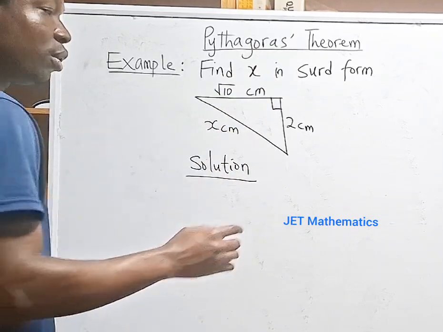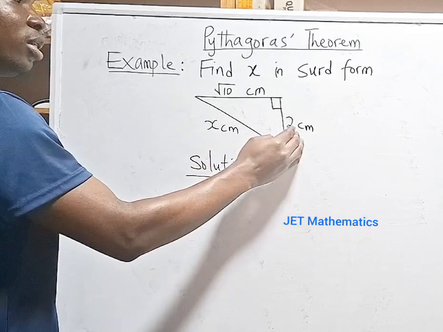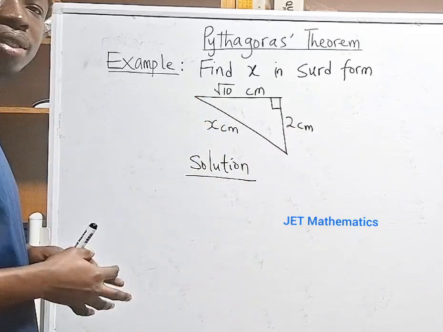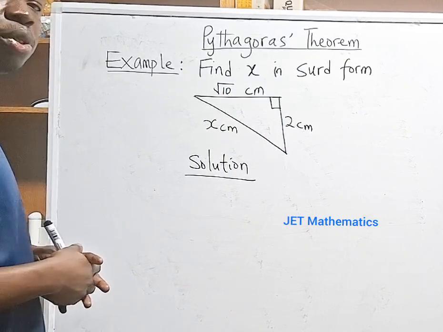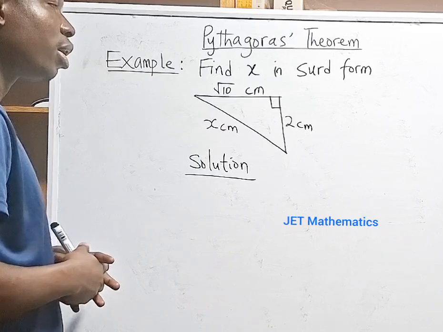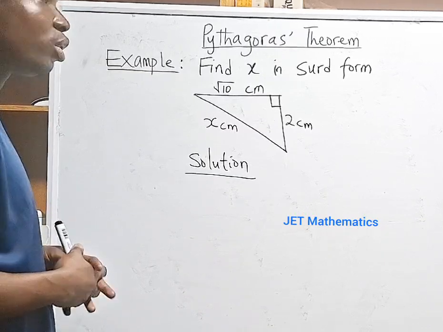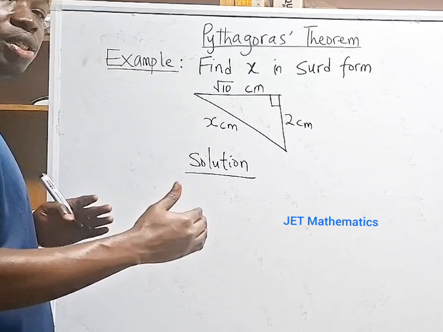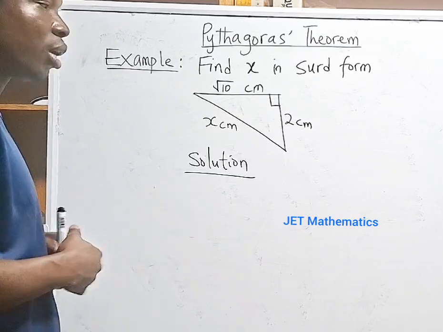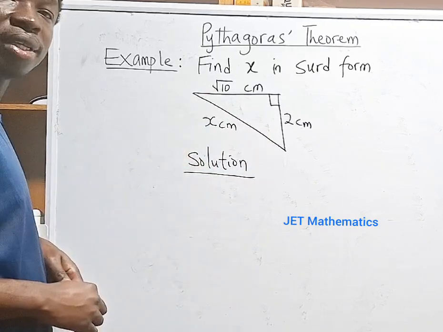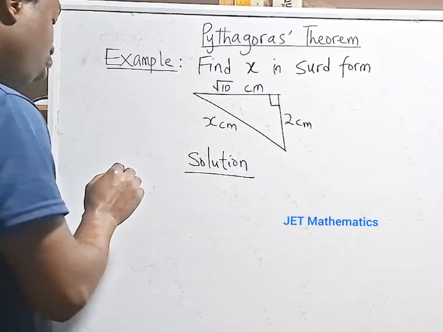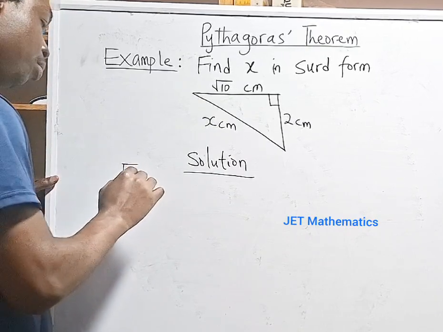Remember, I've told you that the Pythagoras theorem is associated with the sides of a right angle triangle. So the first thing we do, we identify the hypotenuse of the right angle triangle. Now the hypotenuse, I've always said, is the side that is opposite the right angle. Now this is a right angle and this is the side opposite the right angle.